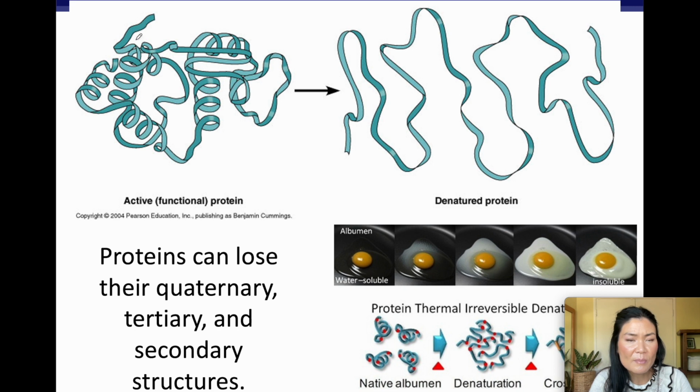If this is our three-dimensional shape of the enzyme, we denature it, it loses its shape, and the active site is lost, okay? Proteins can lose quaternary, tertiary, and secondary structures. When you cook an egg, you're changing the shape of the white protein, and because it changes shape, it turns opaque, okay?